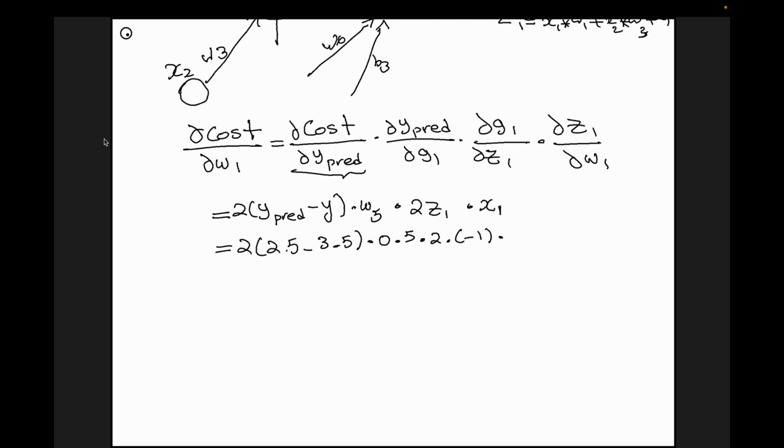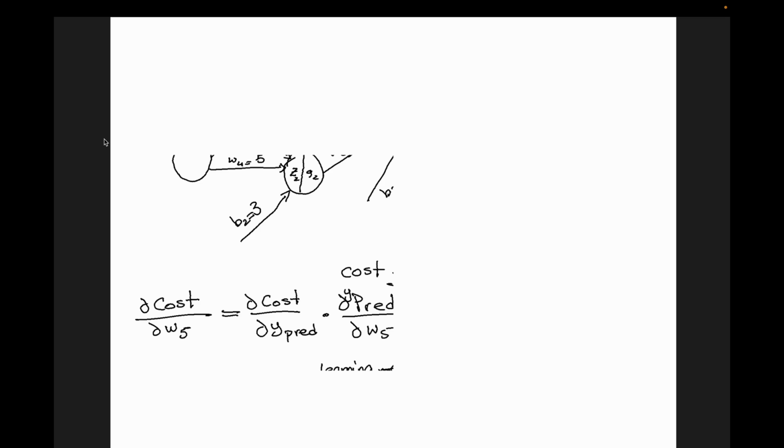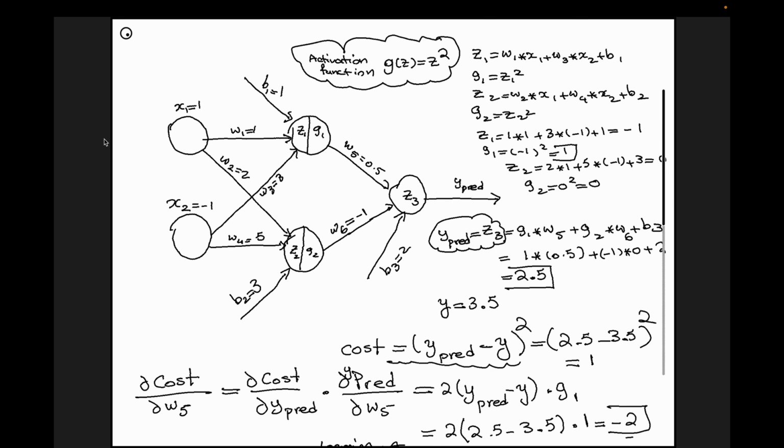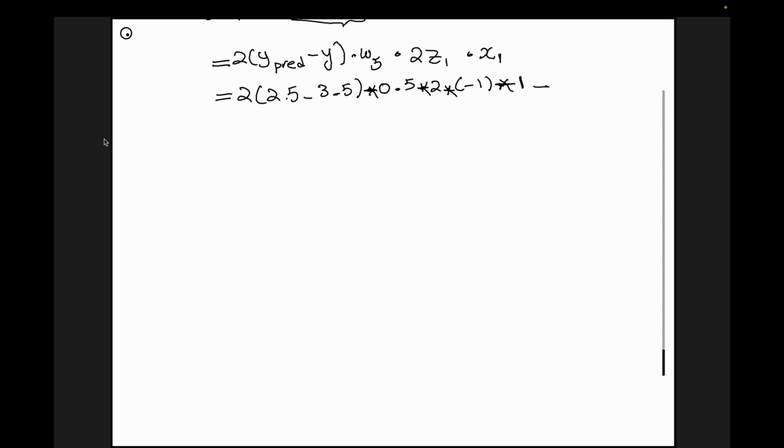let's see. I like to write multiplication this way, to be honest, because it makes life easier. Okay, perfect. And then we have X1, our input, which was 1. Let's double check. Yes, X1 was 1. So if you just multiply that, that will be 2 times -1 times 0.5 times 1, so these are all -1. So the whole thing is 2.